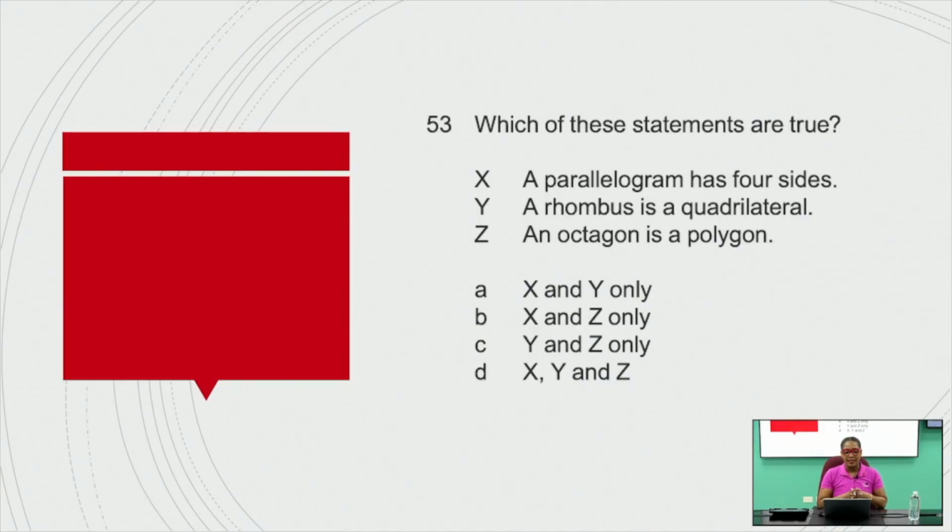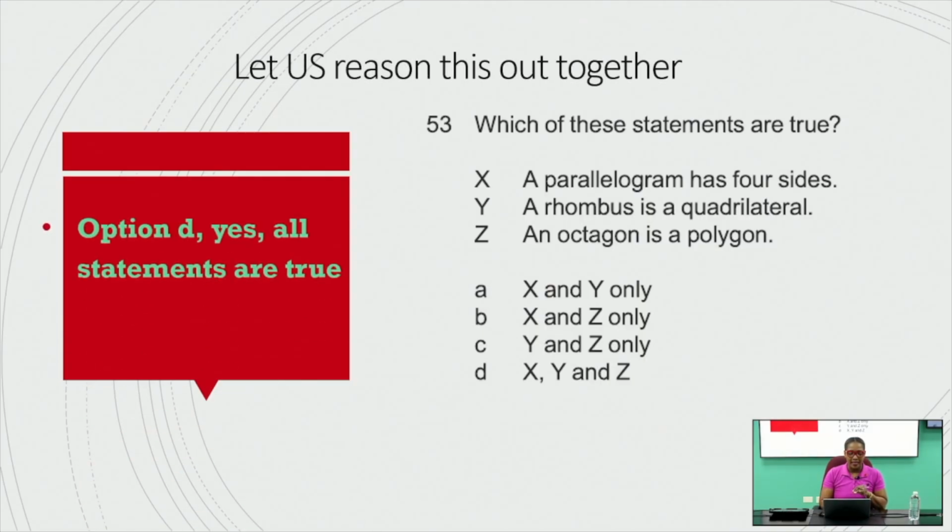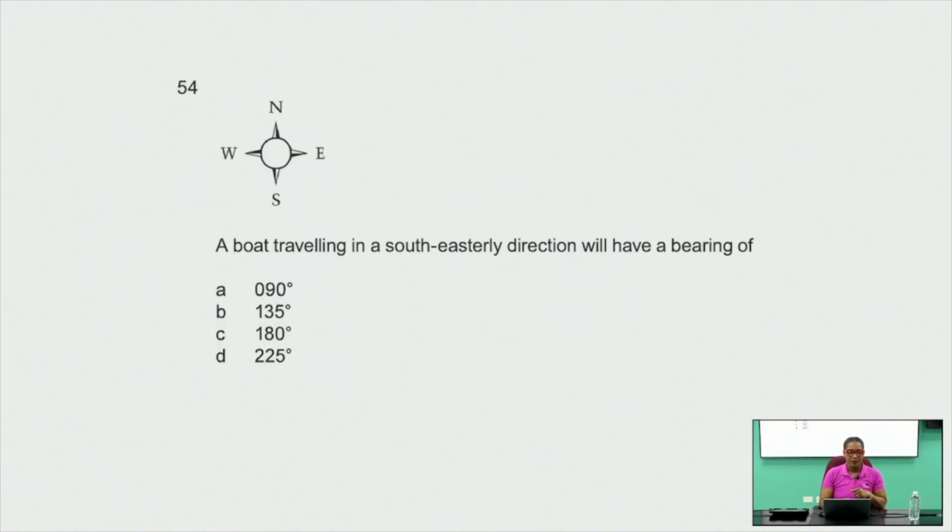Which of these statements is true? X, a parallelogram, has 4 sides. Y, a rhombus, is a quadrilateral. And Z, an octagon, is a polygon. Those are all correct statements. X, Y, Z are all correct. So we can say D, because X, Y, and Z are all correct.